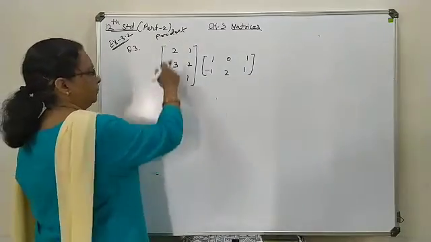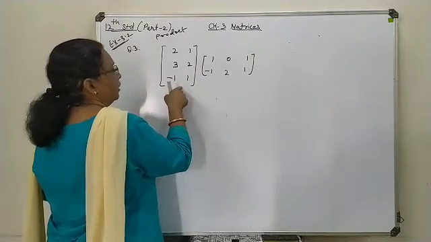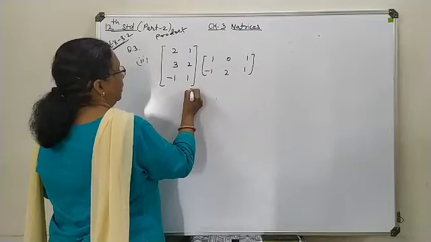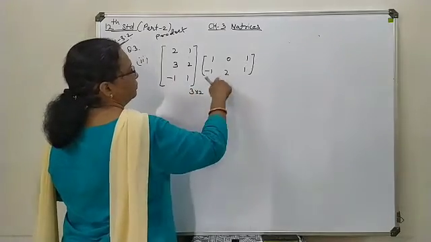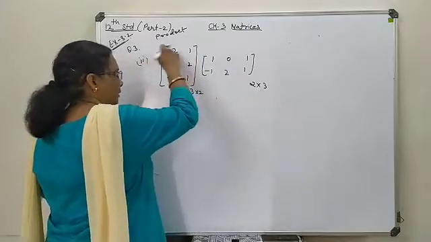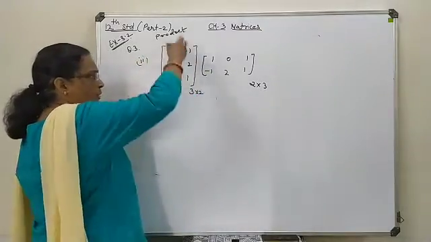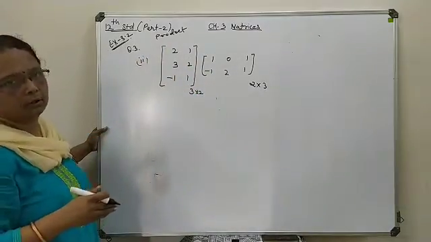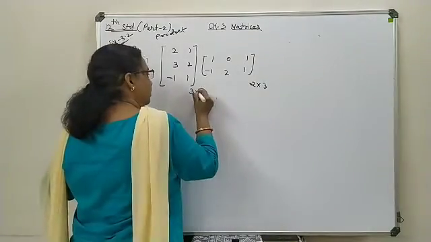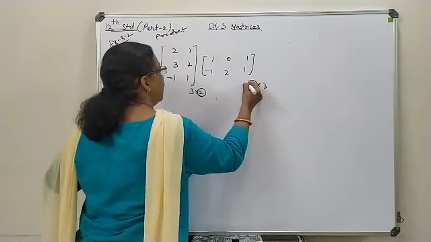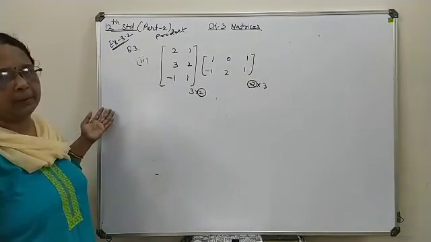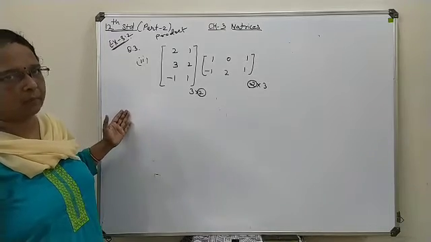First of all, you go for the order. The order of this first one is 3 rows, 2 columns. This one is 2 rows, 3 columns. These are called rows. These vertical ones are called columns. Don't be confused. Now here you can see these two mean the number of columns matches the number of rows. So we can go for multiplication of the given matrix combination.